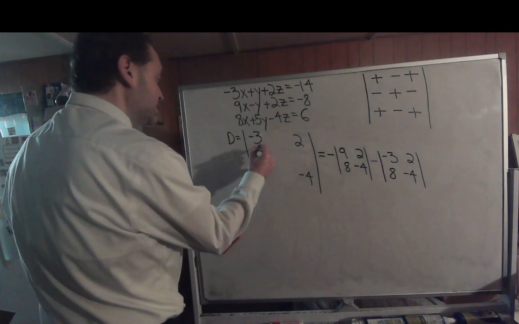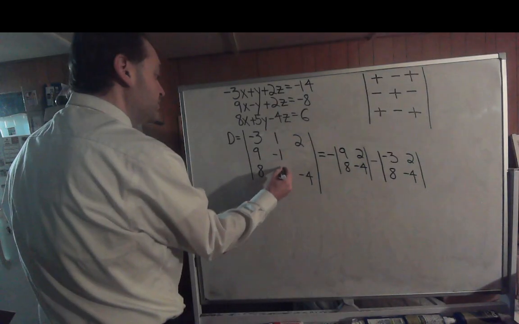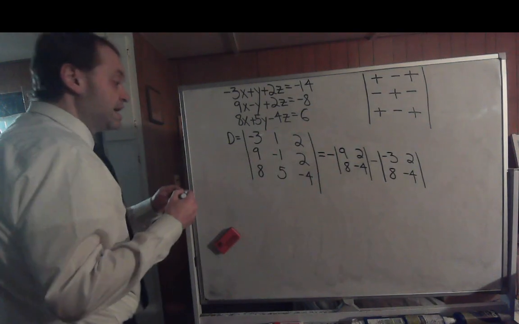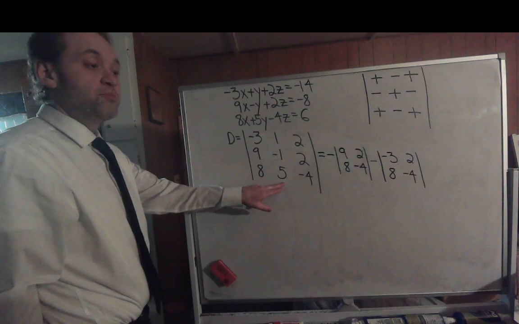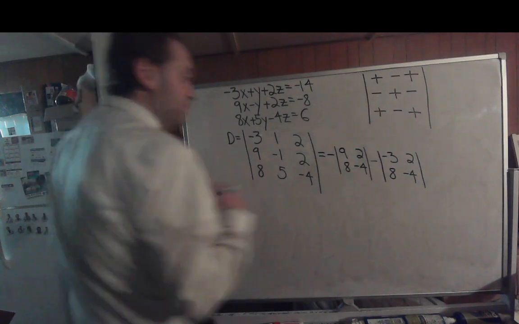So -3, that's a 9. All right, 1, -1, 5, 2, 2. Okay, there we go. Now the third entry of the second column is a positive 5, but according to my coefficient matrix, I need to negate that positive 5.